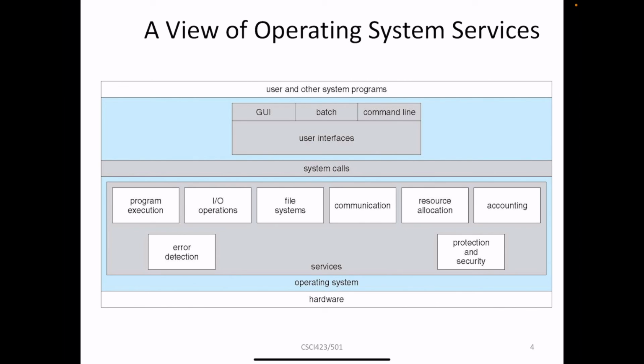And the last service is protection and security, which is used to protect the user's files and the data inside a process, in order to guarantee that files or data won't be mistakenly modified by other programs or by other users. And also, if there are viruses, worms, or other attacks from the internet, the operating system will try its best to enforce security and protect the entire system from those attacks.